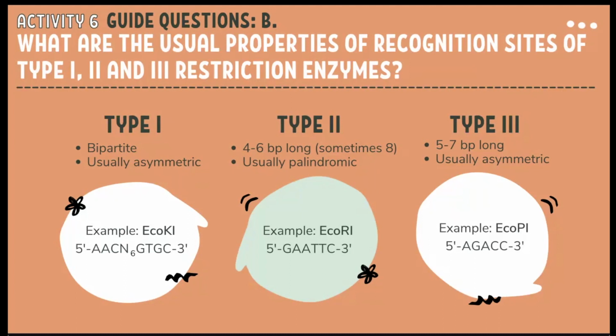Then for the second type, it's the most common and it's usually 4 to 6 BP long and usually palindromic. So for example, is the EcoR1, which is GAATTC, and its reverse complement is the same, which is GAATTC. Then for the third type, it's usually 5 to 7 base pairs long and usually asymmetric. So for example, is EcoP1 and its restriction site is AGACC.